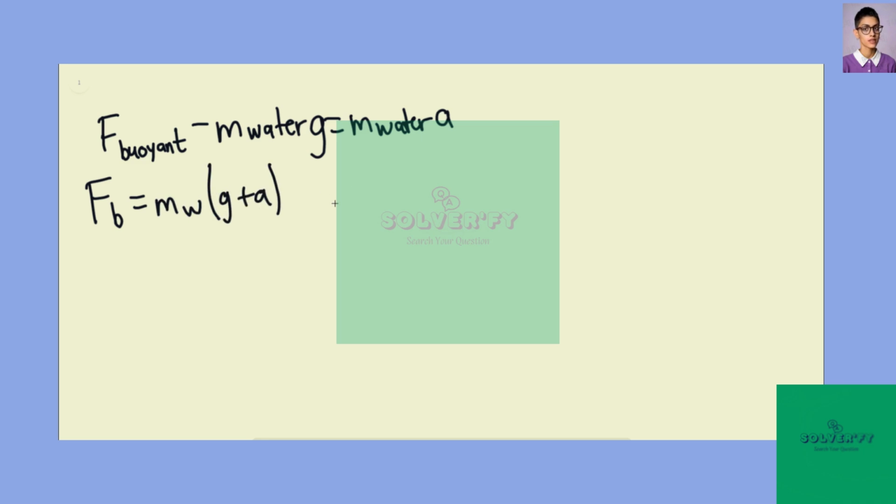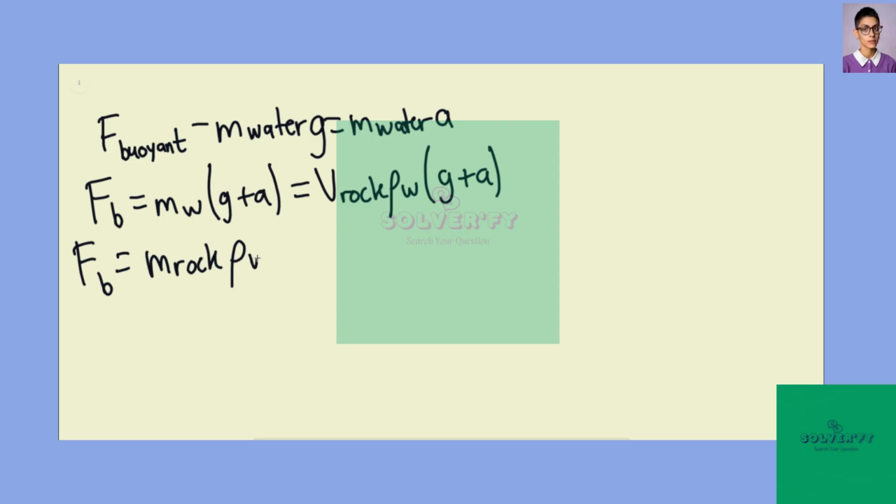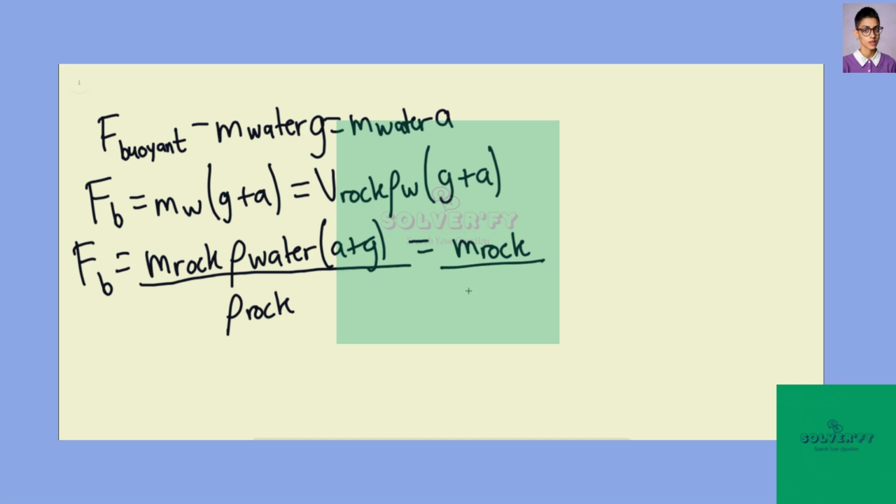plus a. Or we can say that this is going to be equal to the volume of the rock times the density of the water times g plus a. So the buoyant force would then be equal to the mass of the rock times the density of the water times a plus g divided by the density of the rock. And so this is going to be equal to the mass of the rock divided by the specific gravity of the rock times g plus 1.8 g.